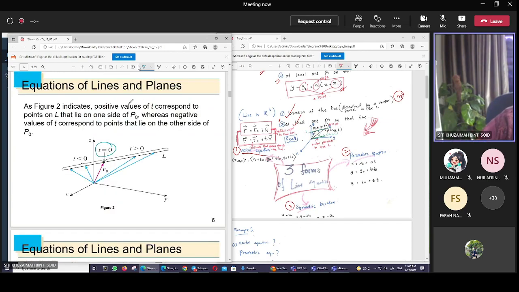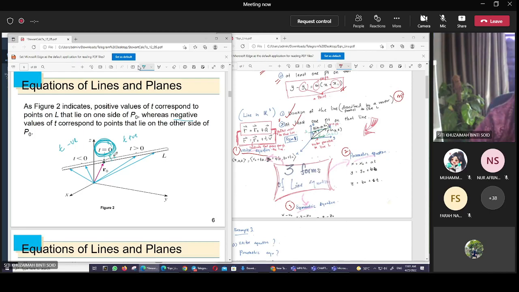And then what does it say? Positive value of T corresponds to the point on L that lies on one side of P0. If from this figure 2, T positive is this side. And then negative is this other side, from this P0. From this point P0.